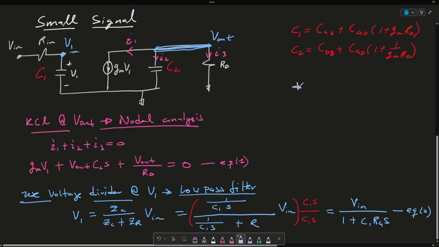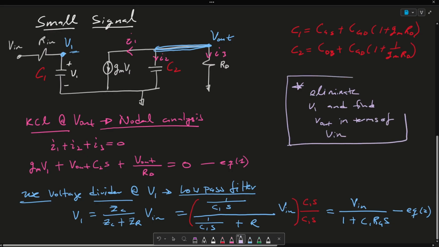So again, let's just note the goal of the analysis is we want to eliminate V1 and find V out in terms of V in. So this here is my goal.